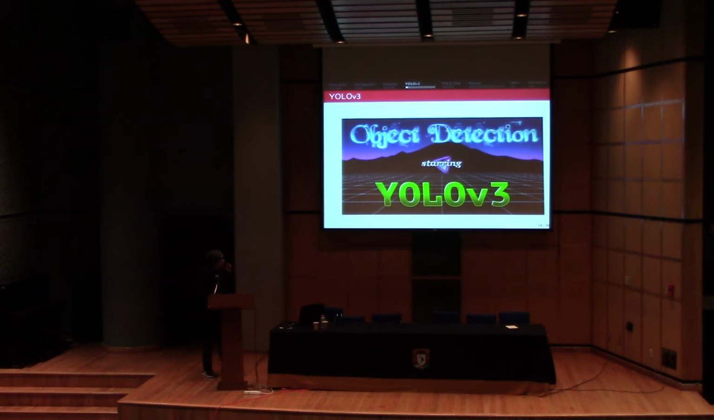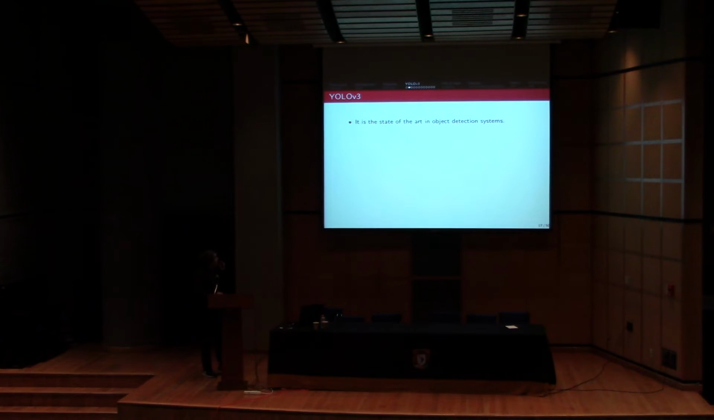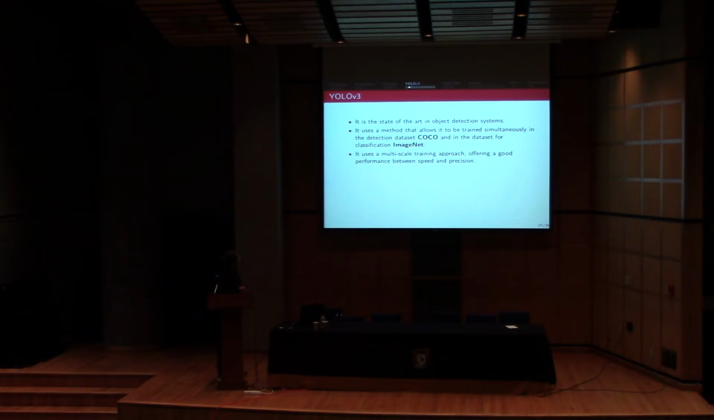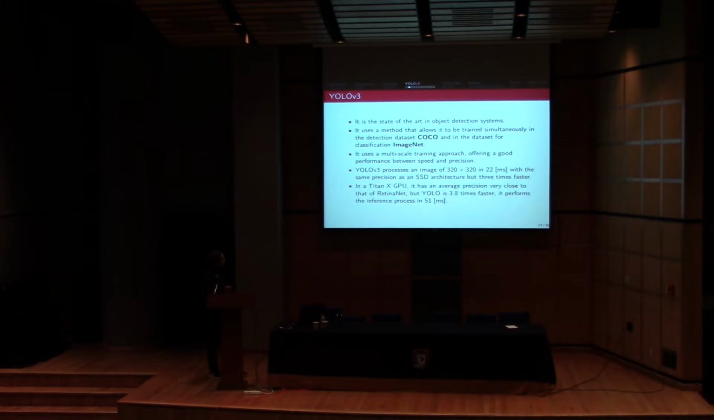So the model that we chose to use is YOLOv3. It's a state-of-the-art detection system. It uses a special method that allows it to be trained with COCO and ImageNet. It is able to perform multi-scale detection. And if you input an image with a resolution of 320 by 320, it is able to give you a result in just 22 milliseconds. So YOLO has a similar performance to other state-of-the-art models, but it is a lot faster.